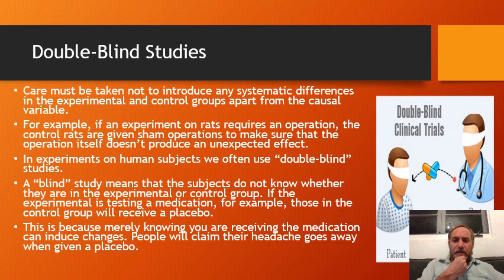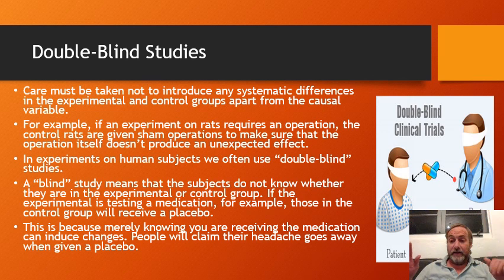So a note about double-blind trials, you may have heard this terminology, right? You really have to make sure that the only systematic difference between these two groups, the experimental and control groups, is the causal variable. That one is getting the causal variable and one isn't. Experimenters are typically very careful about this.